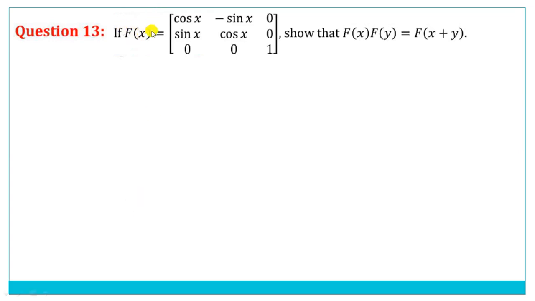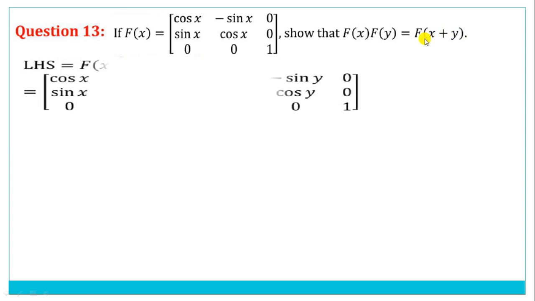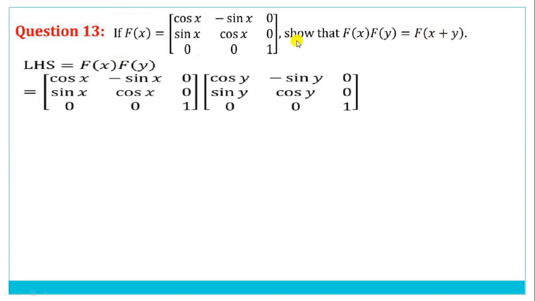We have the function f(x), and that function is actually a matrix. f(x) is equal to this matrix: cos x, minus sin x, 0, and so on. The function f(x) is a matrix of order 3 by 3. It's a square matrix, and we have to show that f(x) multiplied by f(y) is equal to f(x plus y). First we will do f(x) multiplied by f(y). So f(x) will be unaffected, written as it is. To write f(y), we just replace each x here with y.